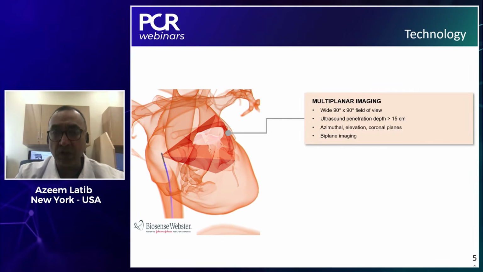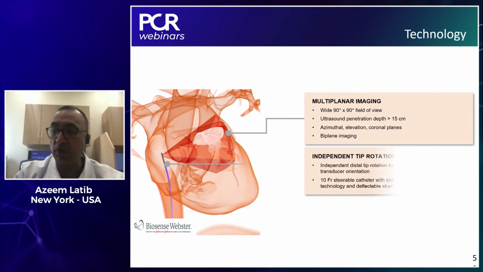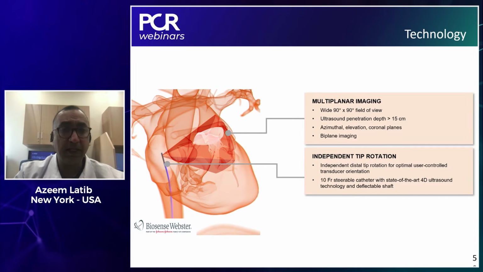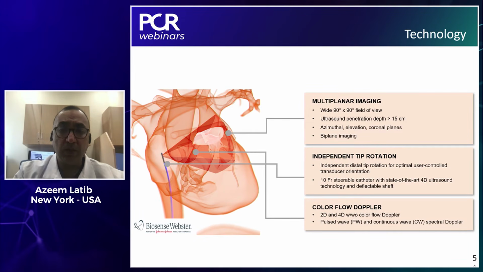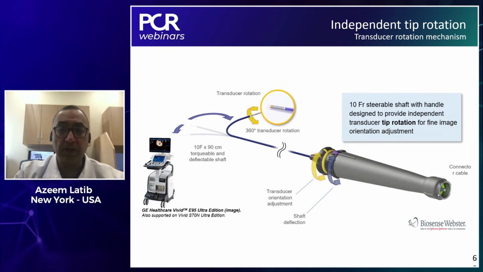I think the technology is very interesting because you have a wide 90 by 90 degree field of view, so you do have true multiplanar imaging. The penetration depth is greater than 50 centimeters. And you have the ability to look at the elevation and coronal planes and have typical biplane imaging. The catheter is also unique, and I'll show you that in a second. It's a 10 French steerable catheter with an independent tip rotation. And you also have really good color flow Doppler, 2D and 4D, with both PW and continuous wave spectral Doppler. So the catheter here is unique. This catheter is different to the other ICE catheters and the other 4D ICE catheters.